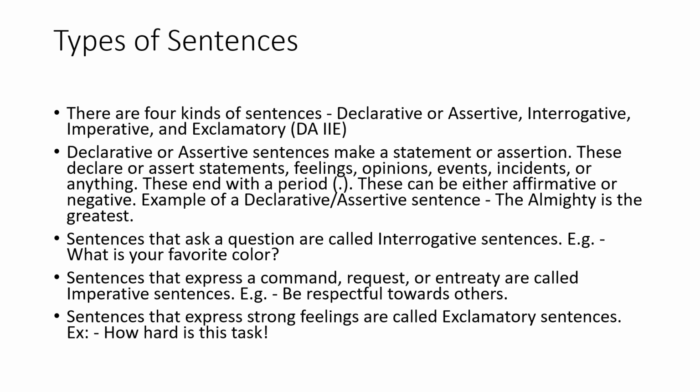Some sentences that express strong feelings are called exclamatory sentences. For example, how hard is this task! So this ends with an exclamation mark, right, guys? And if the emotion is strong, you keep an exclamation mark, and if the emotion is not strong enough, you use something else.